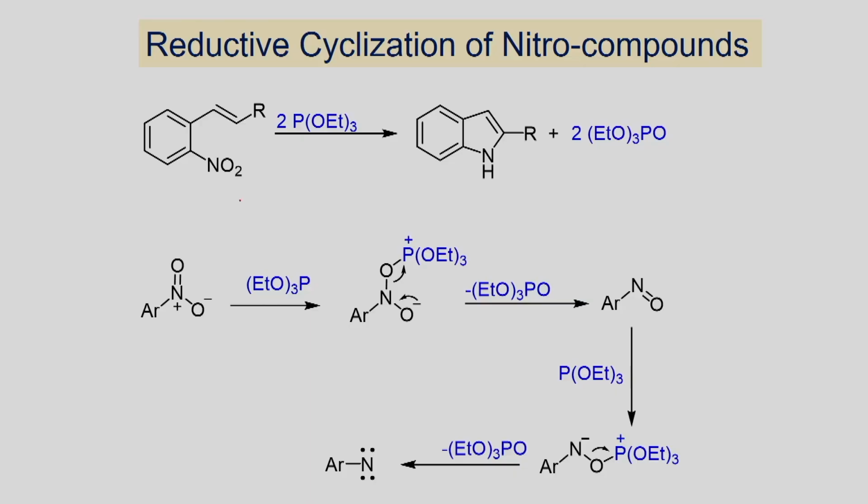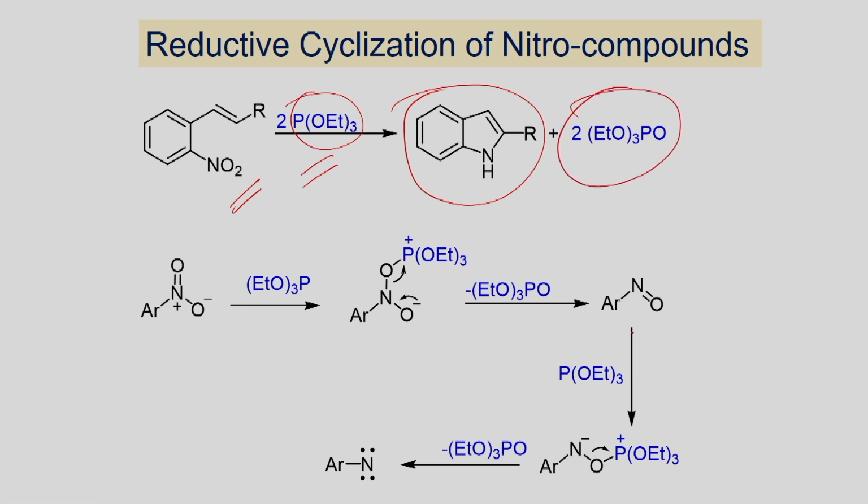Now let us see some more applications. If you look here, in this case the reaction of this nitro derivative with triethyl phosphite is shown. Here 2 equivalents of phosphite have been used, which can give this indole as the product, and where you generate this triethyl phosphate as the byproduct. The reaction pathway is shown here. In this, the oxygen is transferred to phosphorus, and it is converted into triethyl phosphate. Here the reaction mechanism is shown.